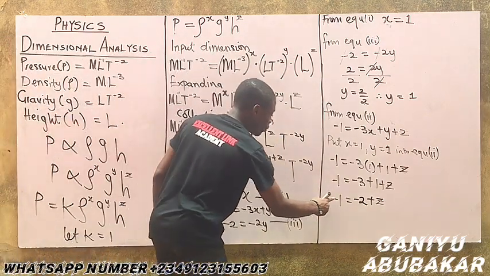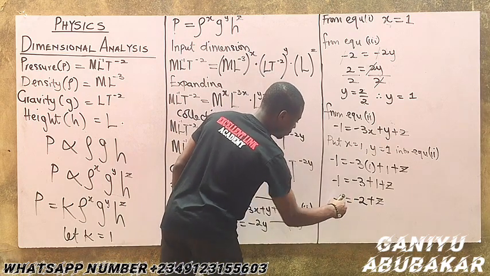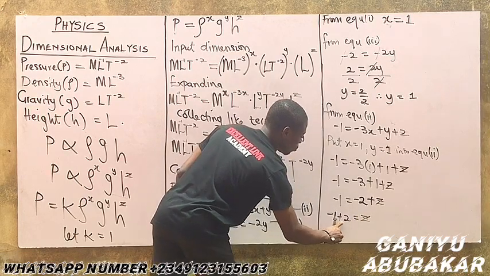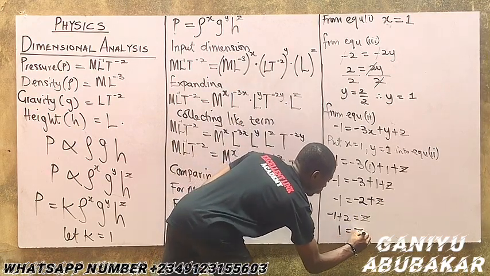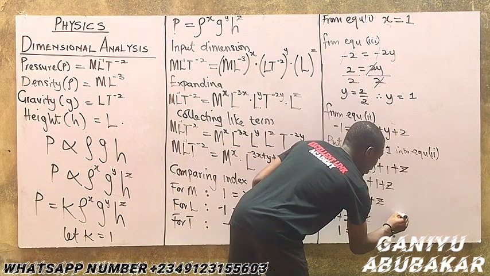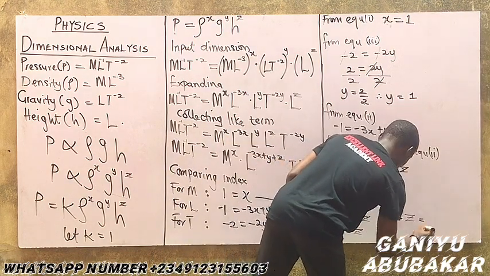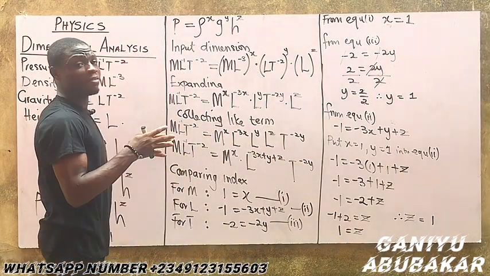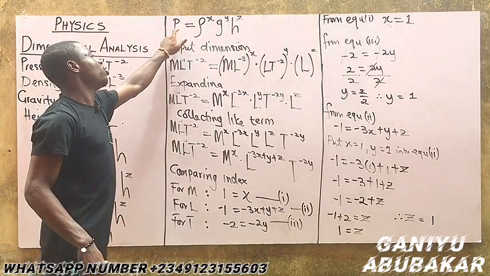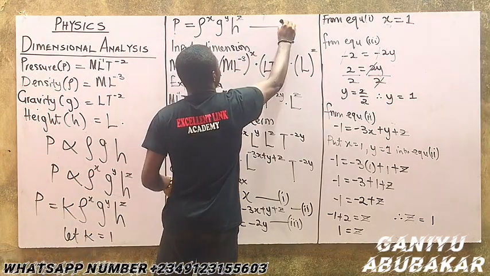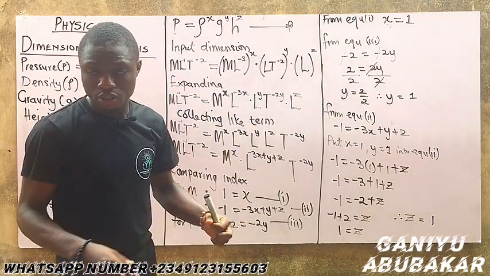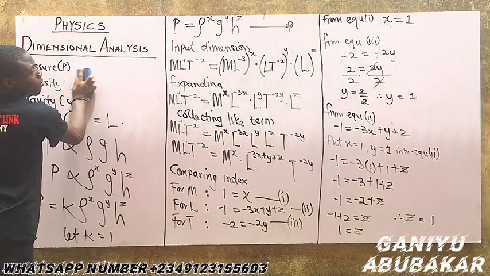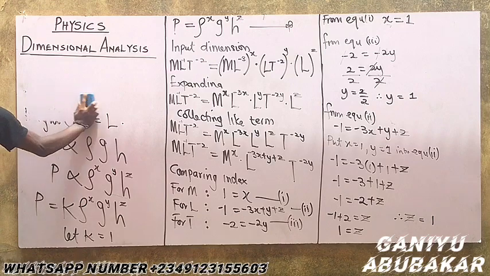From here now, I'll take minus 2 across, so it becomes 1 plus 2 being equal to z. 1 plus 2 is 3, being equal to z. Wait, correcting with the corrected equation: minus 1 plus 2 is 1, being equal to z. Therefore, z is equal to 1. So I've gotten the values for x, y, and z. Now I'll put my values for x, y, and z into the equation marked asterisk.